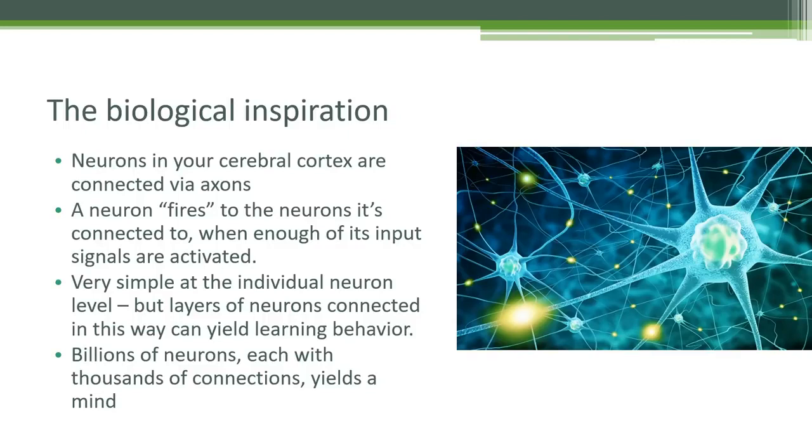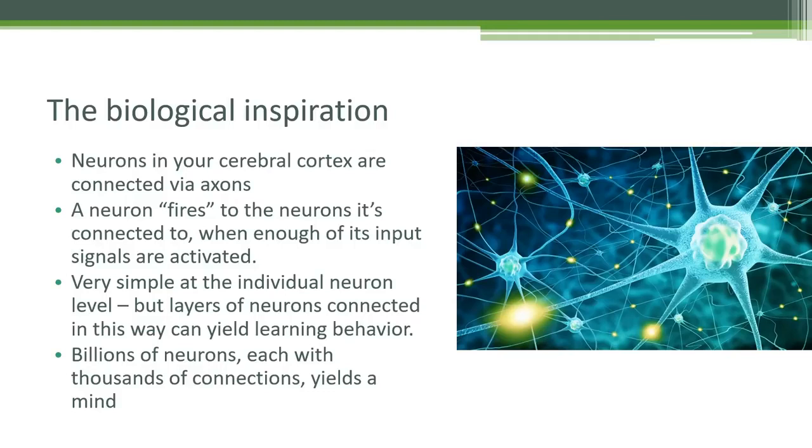So within your brain, specifically your cerebral cortex, which is where all of your thinking happens, you have a bunch of neurons. These are individual nerve cells, and they are connected to each other via axons and dendrites. You can think of these as connections, wires, if you will, that connect different axons together. Now, an individual neuron will fire, or send a signal to all the neurons it is connected to, when enough of its input signals are activated. So at the individual neuron level, it's a very simple mechanism.